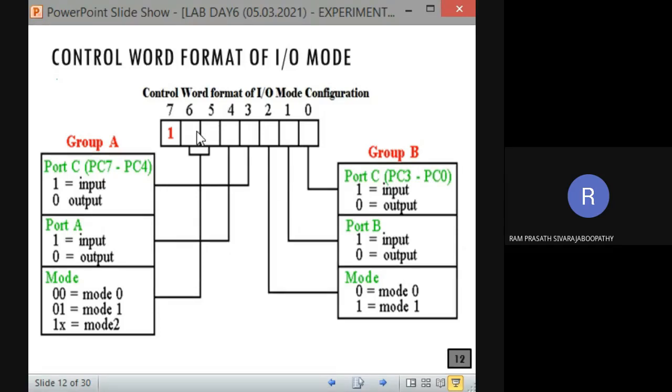See, bits 6, 5, 4, these three are for configuring port A. Bits 2 and 1 are for configuring port B. Bits 3 and 0 are for configuring port C. That's all. In that way you can understand.